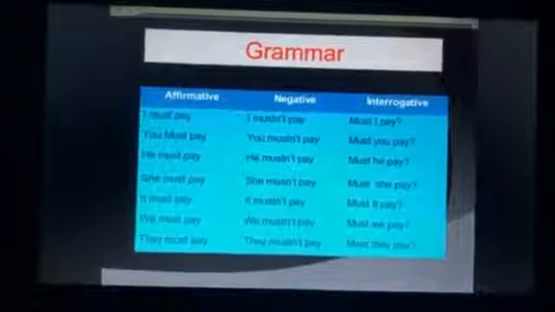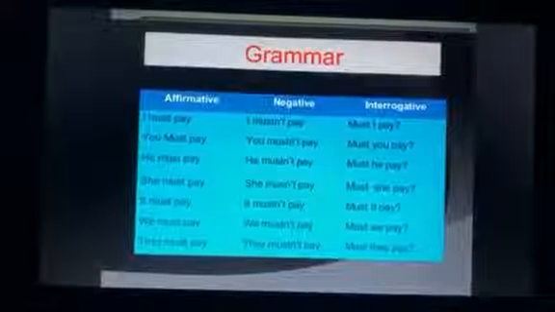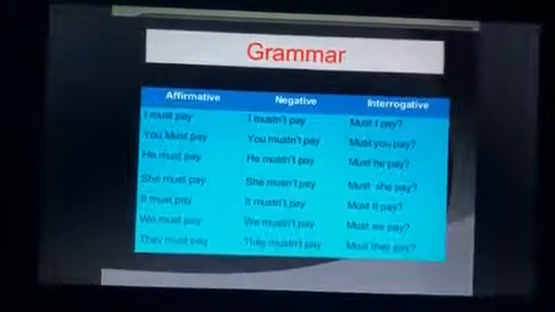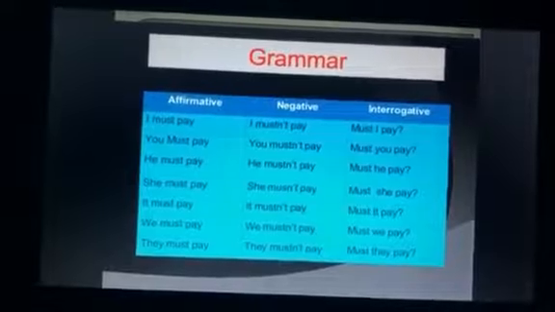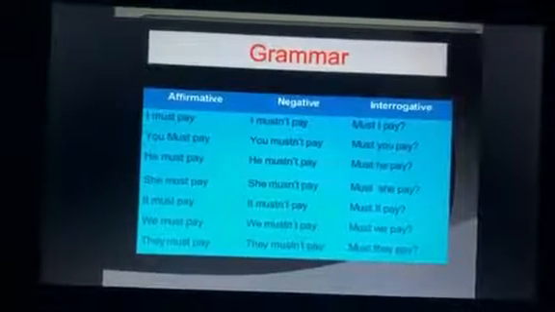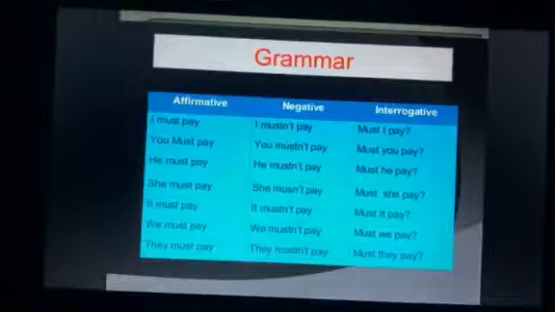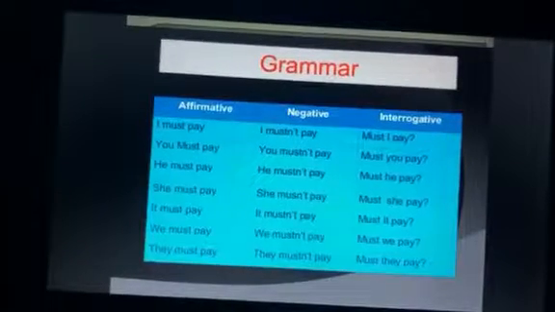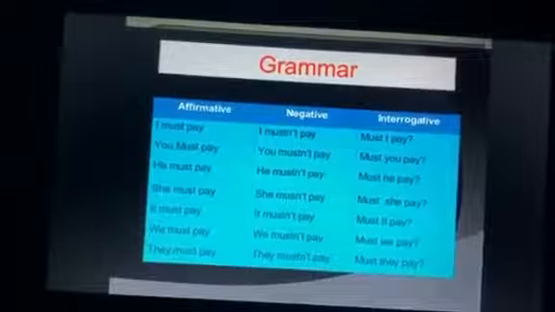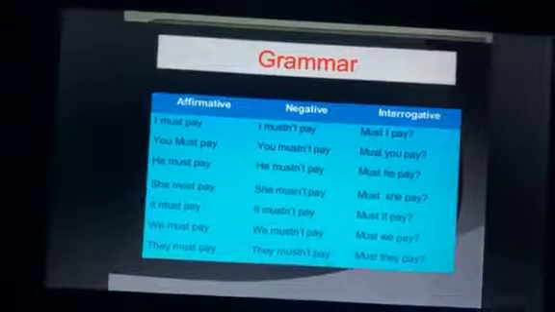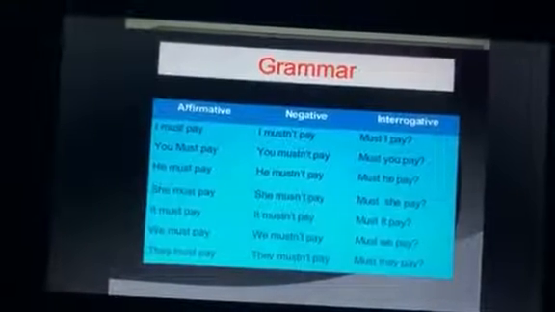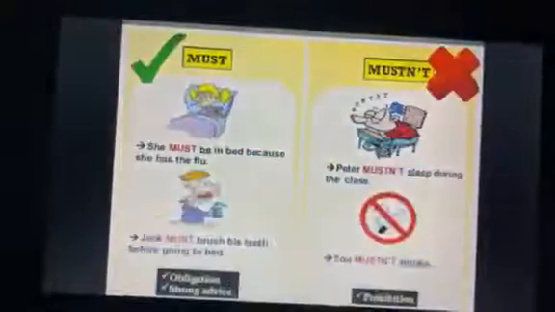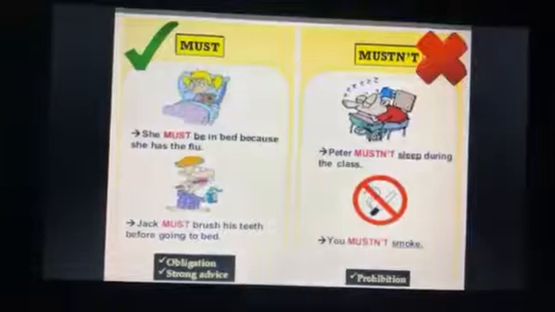And the interrogative one: must I pay? Must you pay? Must he, she, it pay? Must we pay? Must they pay? So, in the interrogative form, must is the first one, then the second is the subject, and the infinitive is the third one. Here are some examples.